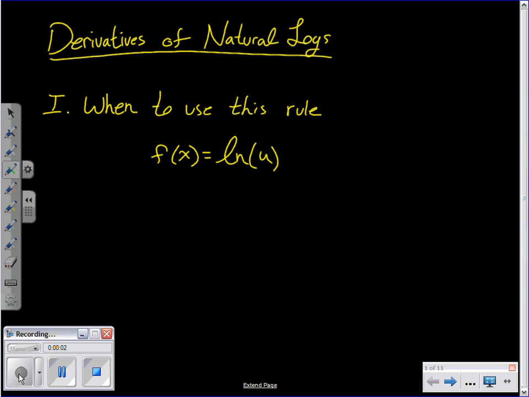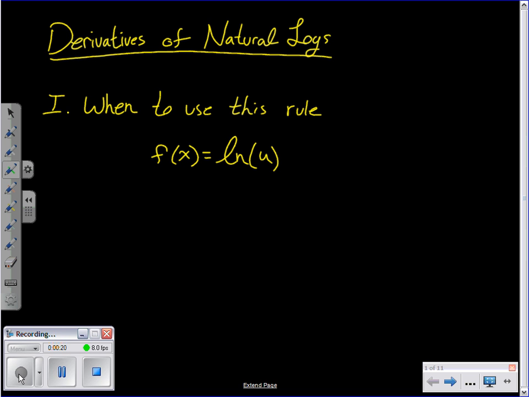In this lesson, we're talking about finding derivatives of natural logs. The only case where you're going to use the rule for natural logs is whenever you have a natural log in your function, so whenever f of x equals the natural log of u. Keep in mind here, u could represent any type of function.